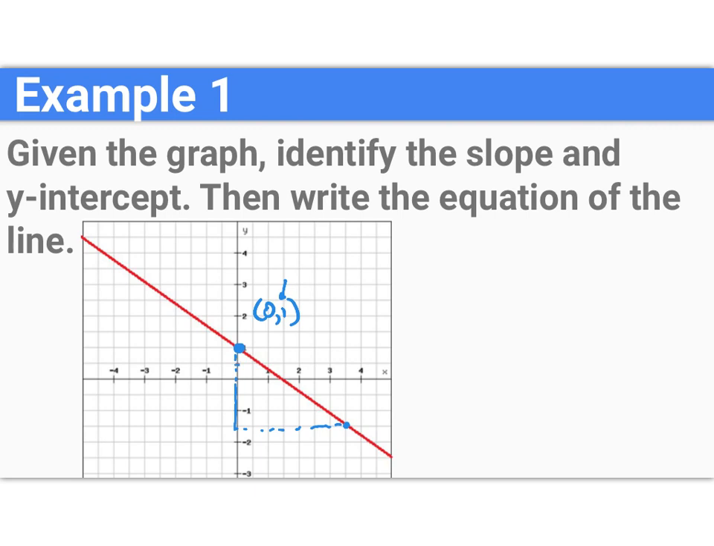So, okay, what's our change? 1, 2, 3, 4, 5. It went down 5, so that's negative 5. 1, 2, 3, 4, 5, 6, 7. 7. So our m equals negative 5 over 7. Our b equals 1. So we will write y equals negative 5 over 7 x plus 1.